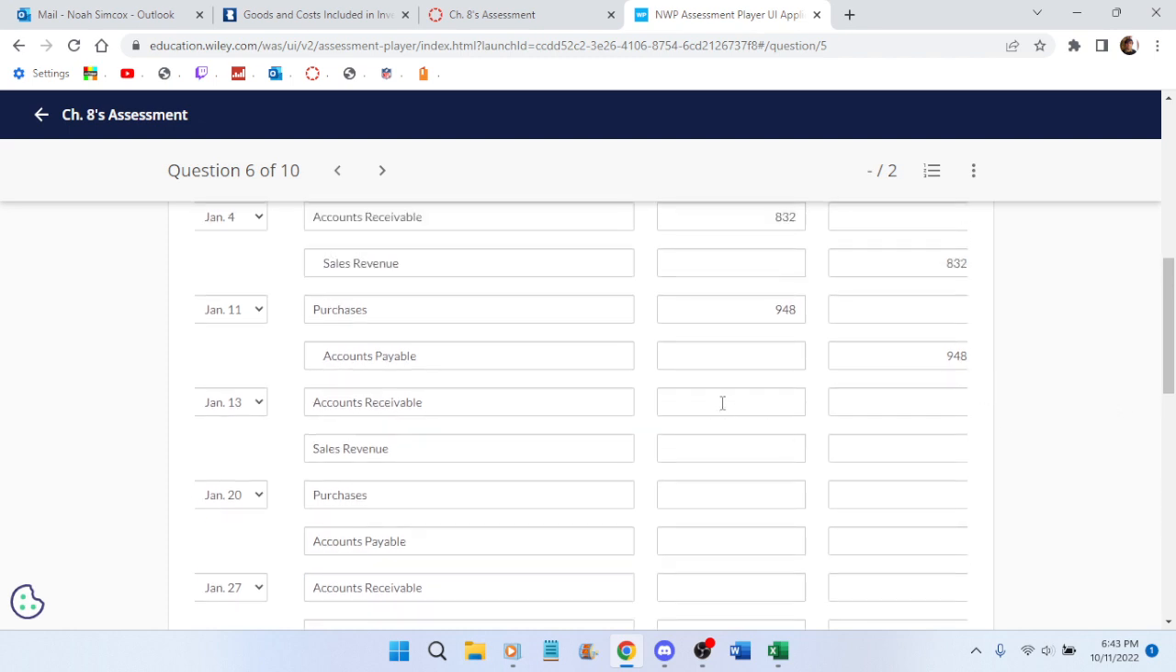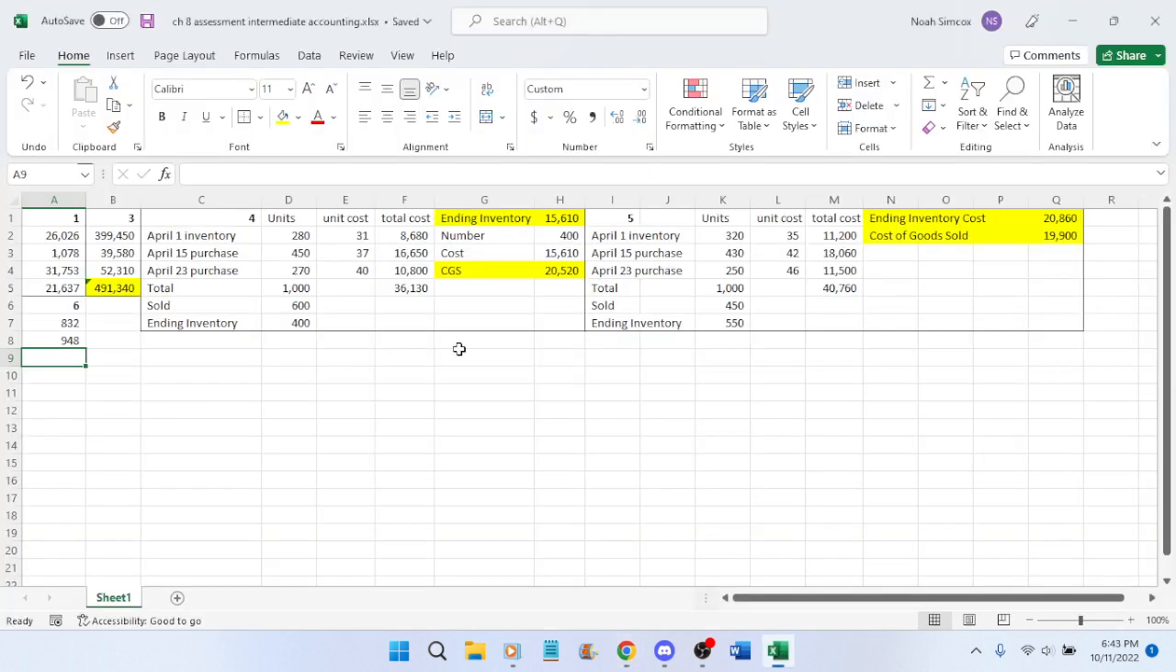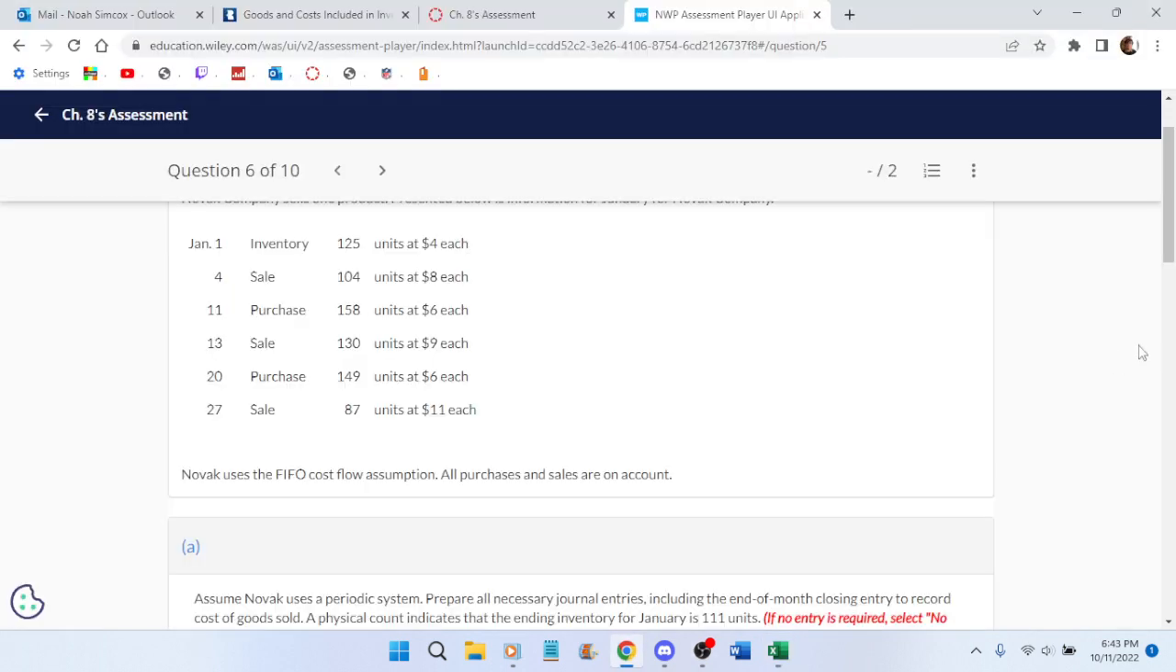Now we have to calculate all this stuff. The 13th, 130 times 9. $1,170.